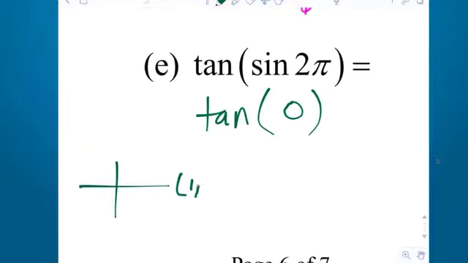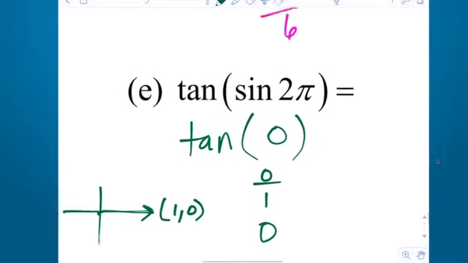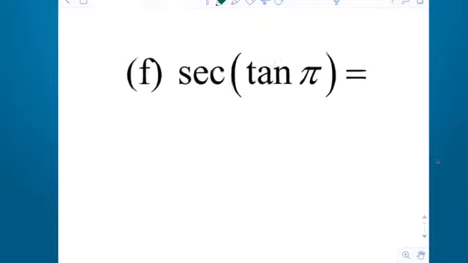0 is 1, 0, right? That's the ordered pair at 0 radians. Tangent's y over x, so it's 0 over 1, which is 0. The answer is 0. Tangent of 0 is 0. It passes through the origin, right? It's your monotonic increasing function. I see it right here on Kieslin's notes, right at the top. Passes right through the origin. Okay? A, B, C, D, E, F comes next.